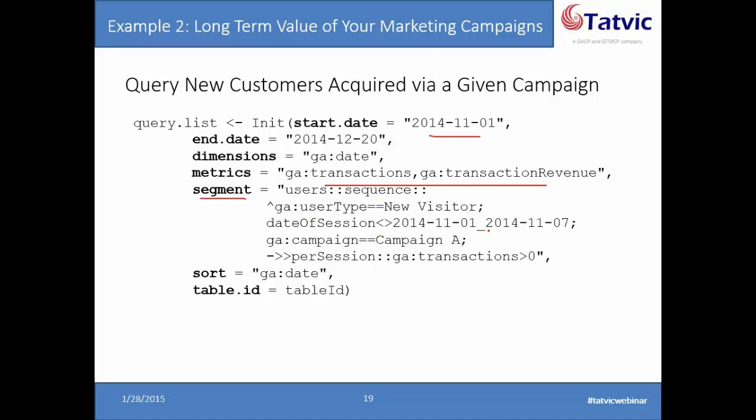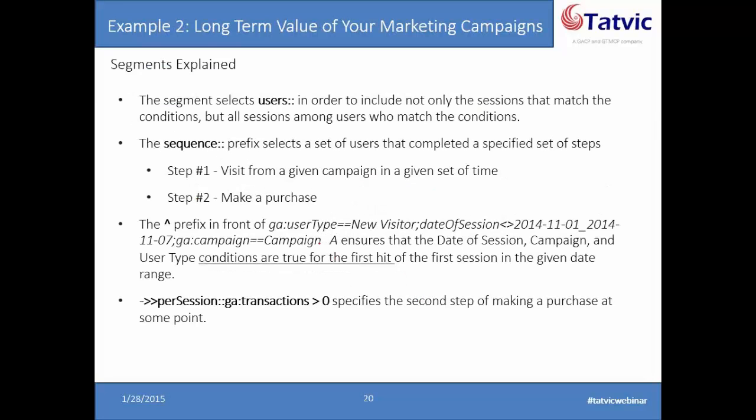In this case here we have the first week of November, who came from a particular campaign, and then at some point thereafter made a transaction. So again, to recap, new visitors, people who have never been to the site, who visited for the first time during a particular time window and from a particular campaign, and then made a transaction at some point in the future. So let's dig in a little bit deeper to exactly how that segment works.